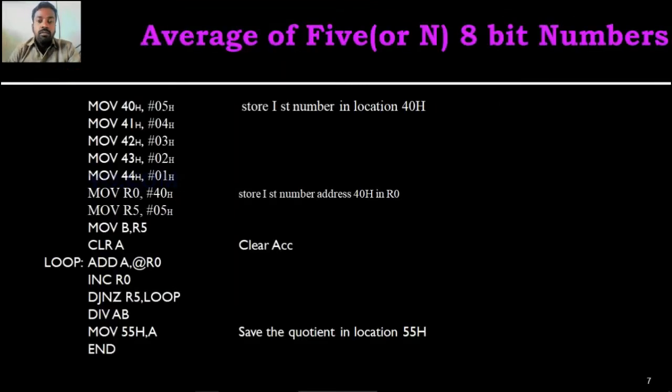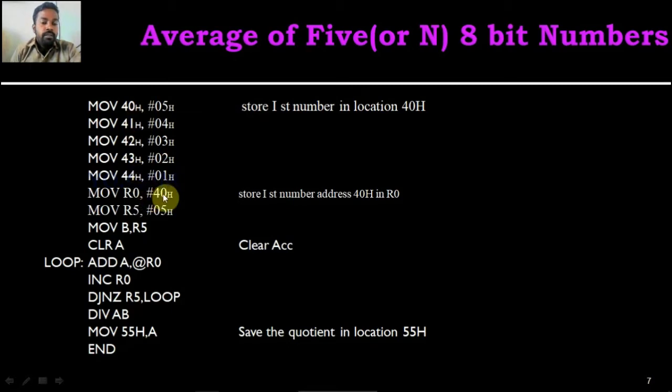Next one, a general program, the average of 5 numbers, 8-bit numbers. Here we are going to find the average of 5 8-bit numbers. First we are storing the 5 numbers in memory locations. The first number is stored at 40. So MOV 40h comma immediate data 05, then 41 is 04, 42 is 03, 43 is 02, 44 is 01. Then the 5 data are stored in the memory locations from 40 to 44.